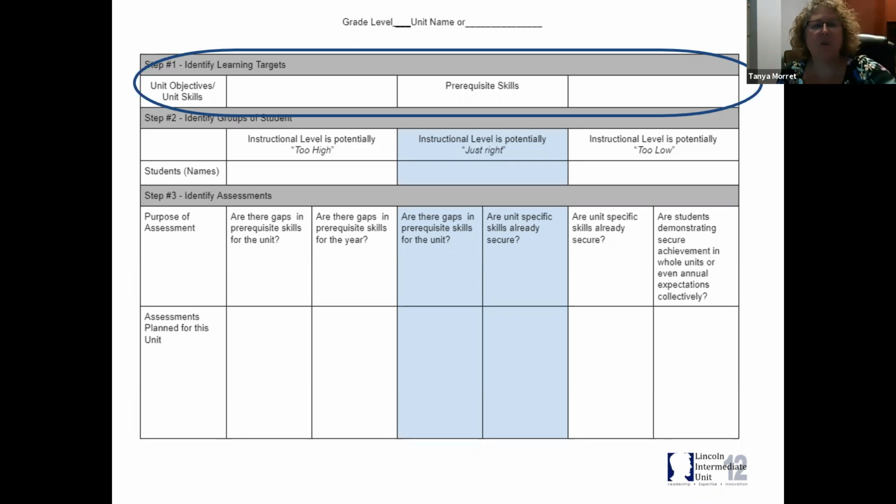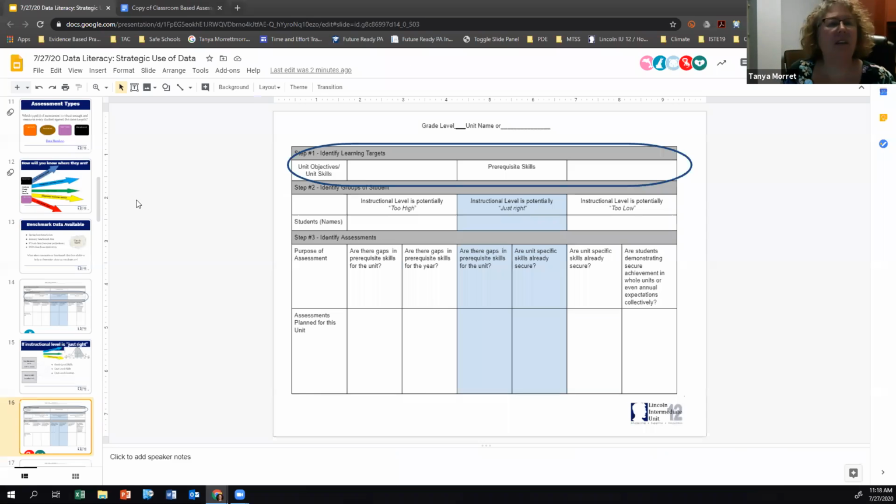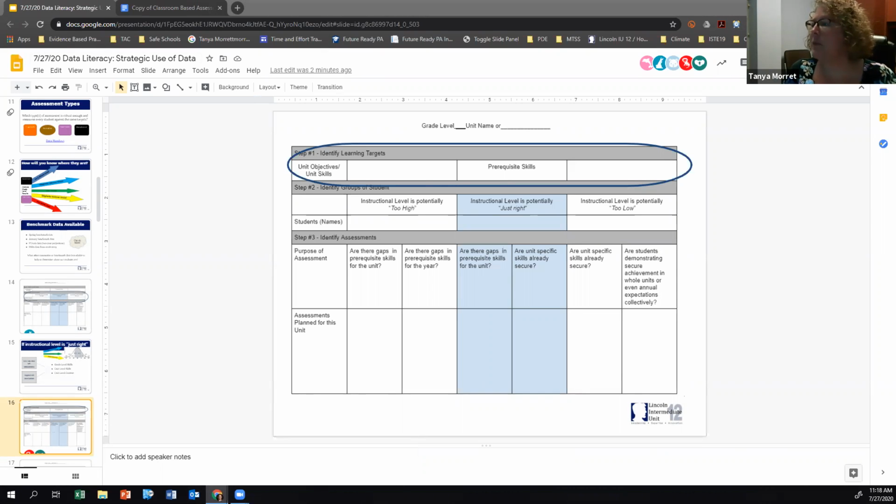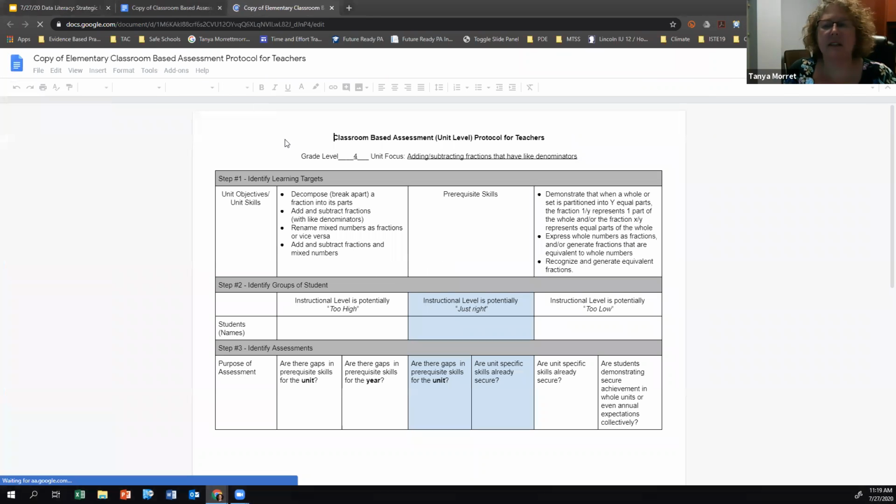So in the first box would be where we put our unit objectives or the unit skills and any prerequisite skills that might be necessary in order to be successful in the unit objectives. I think one of the examples that I gave you in the folder is math instruction. So let me pull that one up here.